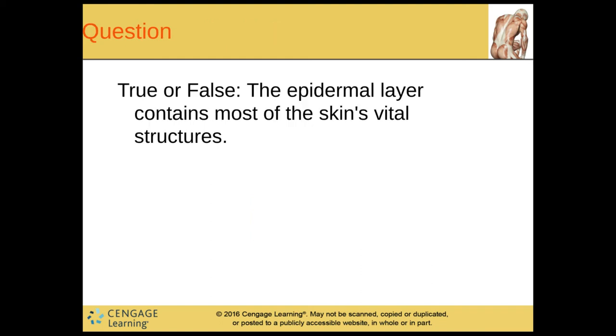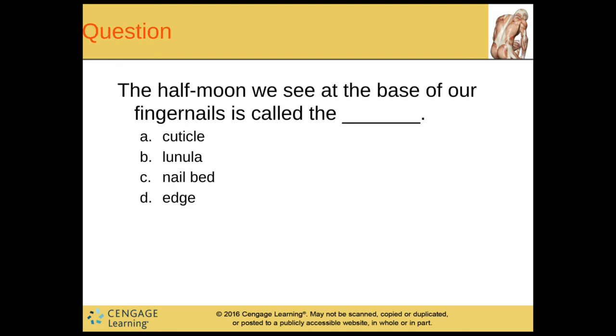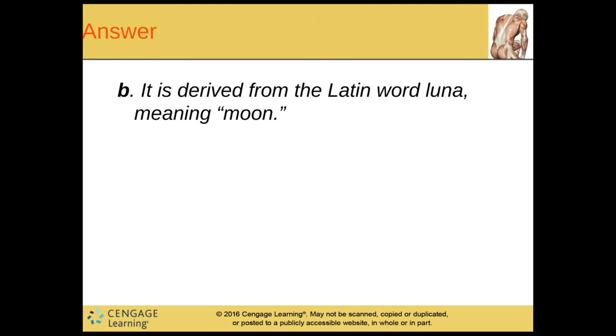So true or false, the epidermal layer contains most of the skin's vital structures. So epidermal layer contains most of the skin's vital structures. That is false. Good. So it's the dermis actually that contains structures such as the hair follicles, pressure receptors, and glands. Another question, the half moon we see at the base of our fingernails is called, that would be B. The lunula, right? So it's derived from the Latin word luna, which means moon.